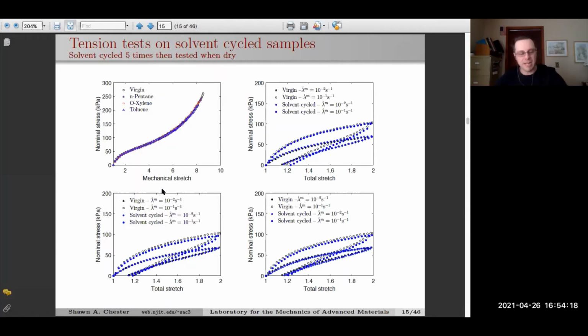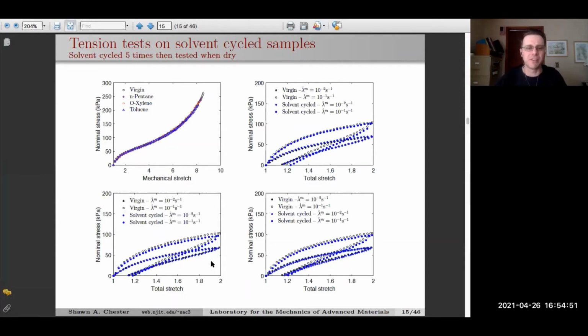And each step was a day or two. So it's not like we dip it in for 10 seconds and take it out. You put it in for a day, let it sit, take it out for a day, let it sit, put it back in. And what we found is after 5 cycles, the material is basically unchanged, right? So when we looked at the very large deformation behavior, the virgin and samples that have been solvent cycled in the 3 solvents, it's essentially the same.